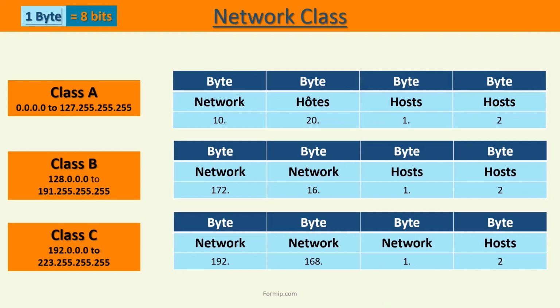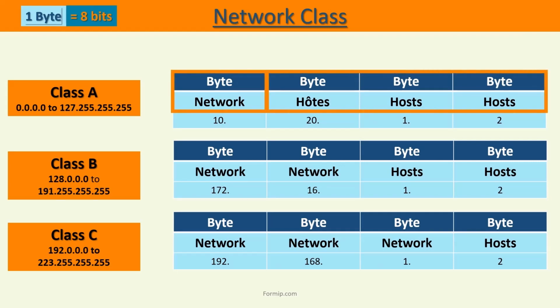A Class A network has 1 byte reserved for the network address, and the other 3 bytes are left for hosts. This means that we only have a few networks, and each network can have a lot of hosts. If we look at the IP address 10.20.1.2, the 10 is the network address, and the 20.1.2 is the host address. All machines on this same subnet will have the network address 10.